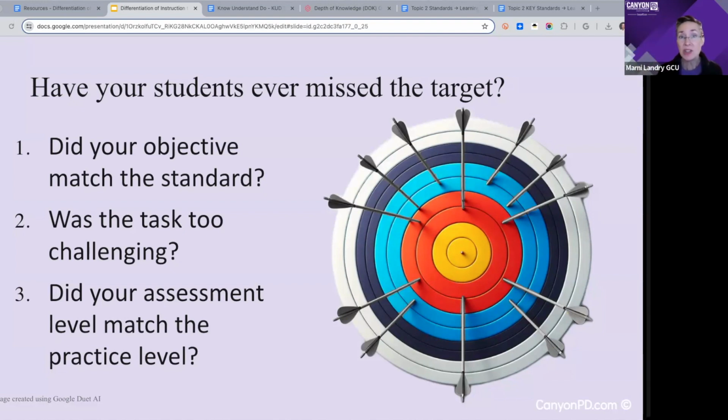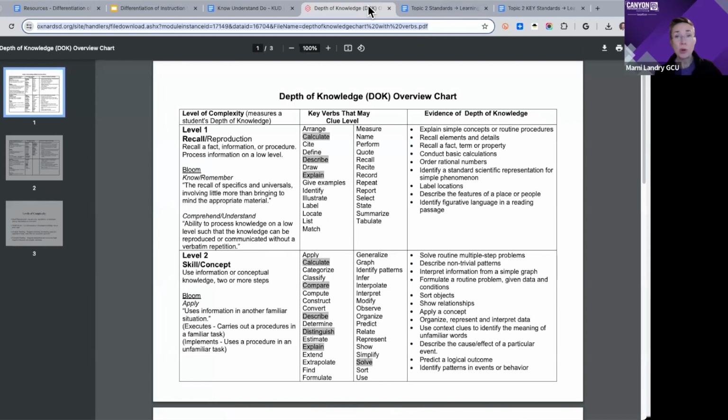So at this point, I'm going to ask you to pause the video and navigate to a document called the Depth of Knowledge Overview Chart. This is on the course resource document. It's not one of the regular uploaded documents that go with the course. I'd like you to review that document, and it looks like this. It has the 4 levels of depth of knowledge, and then it gives you verbs that help clue you in to the level of depth of knowledge. And then the right-hand column gives you some evidence to argue which level of DOK. I'm going to just use the word DOK from here forward.